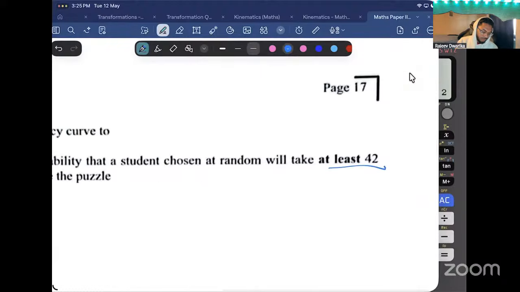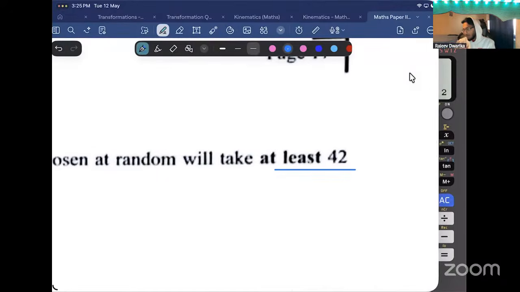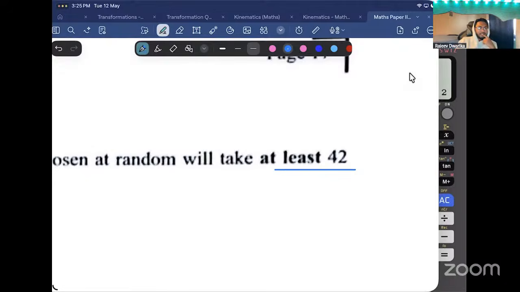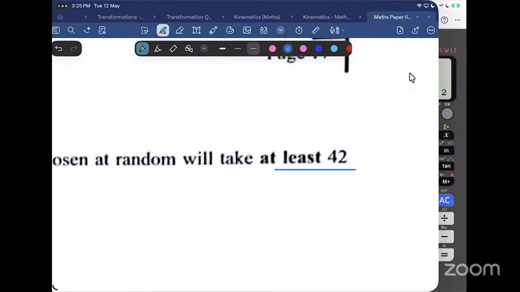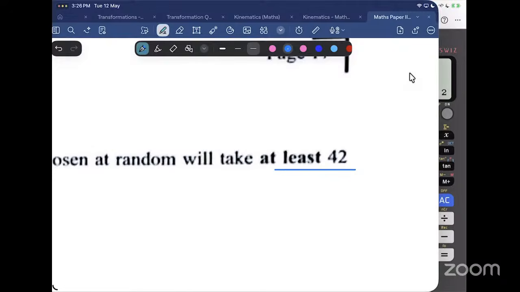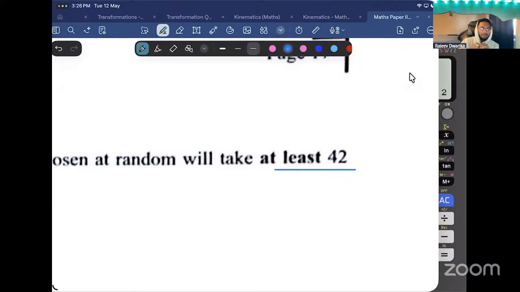What does at least mean? At least. What inequality sign is at least? If I tell you, Nikolai, you have to bring at least 5 people to come to the party, what do I mean? You could bring more than 5. So at minimum, you should bring 5, but you could bring more. So at least 42 means more than or equal to 42. You understand?